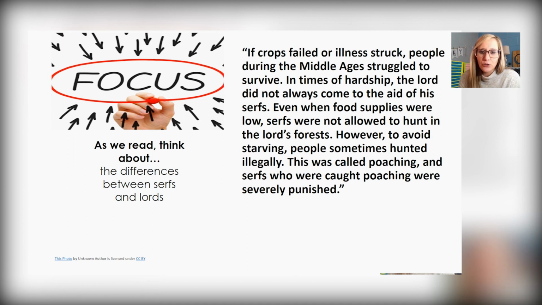If crops failed or illness struck, people during the Middle Ages struggled to survive. In times of hardship, the Lord did not always come to the aid of his serfs. Even when food supplies were low, serfs were not allowed to hunt in the Lord's forest. Seems a bit cruel, especially if they were hungry. However, to avoid starving, people sometimes hunted illegally. This was called poaching, and serfs who were caught poaching were severely punished. And so I'm thinking about the desperation that some of the serfs experienced when it came to their particular hunger.